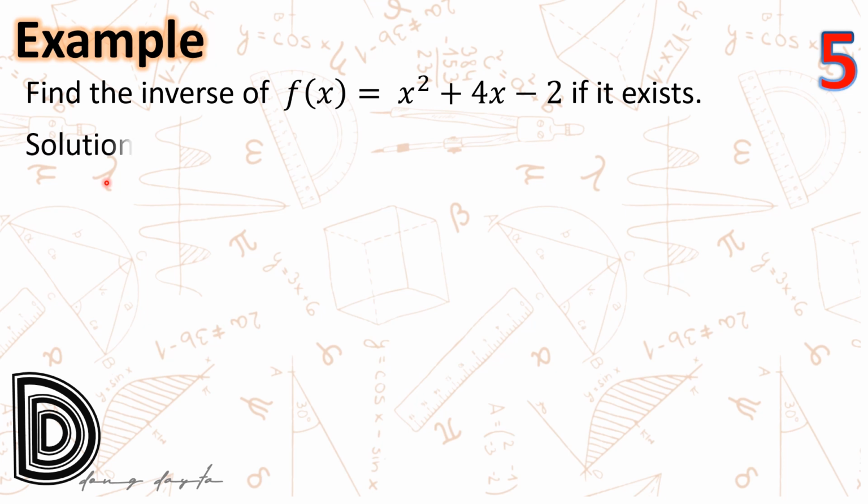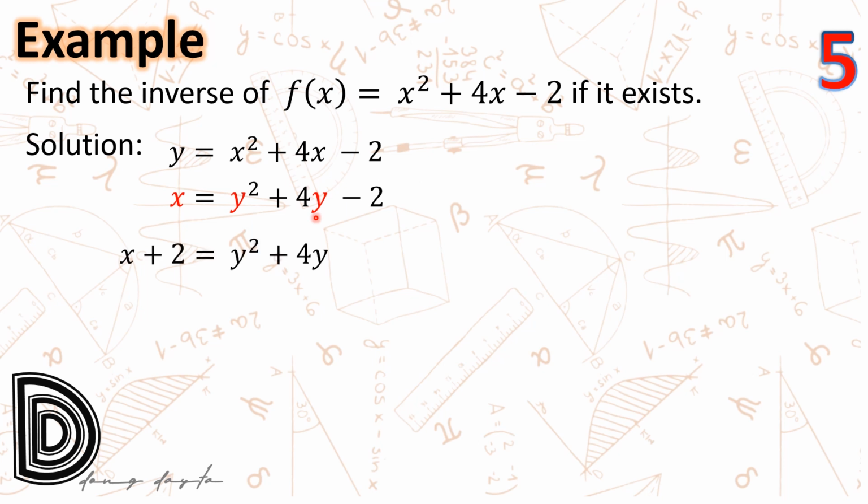So first we will have y equals x squared plus 4x minus 2. Then exchanging the variables x and y, we will have x equals y squared plus 4y minus 2. Again, our aim here is to isolate y. So add 2 to both sides. We'll have x plus 2 equals y squared plus 4y.